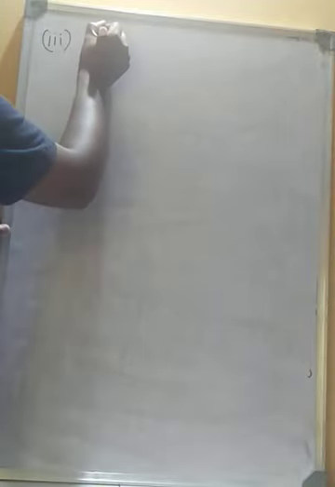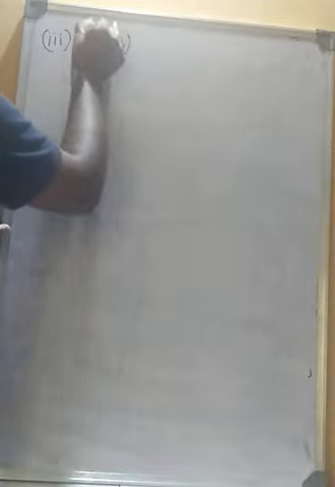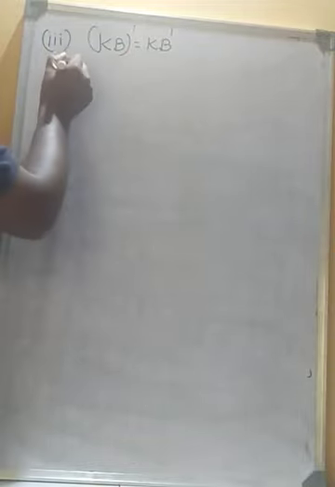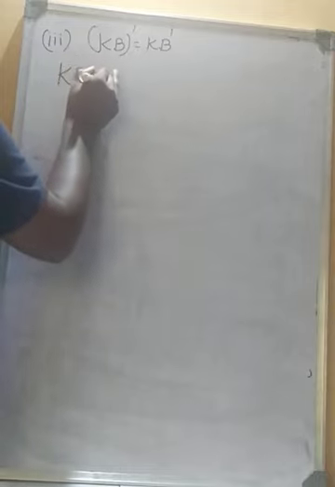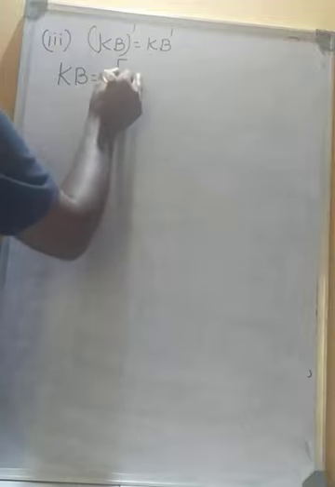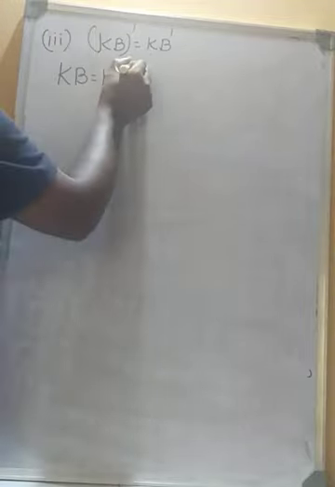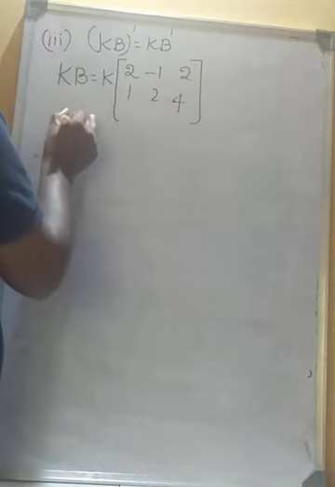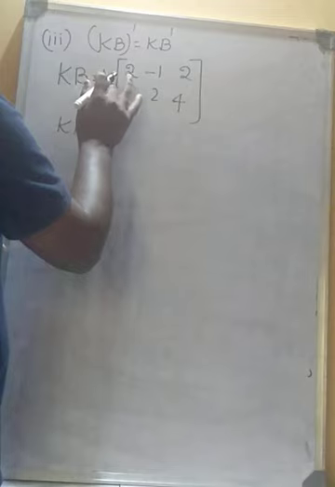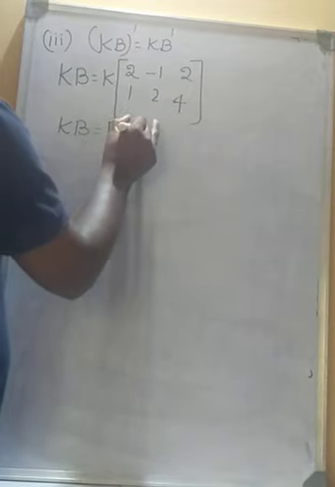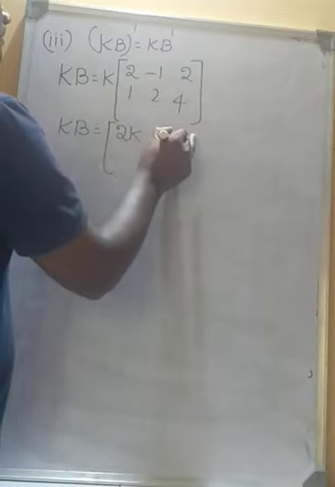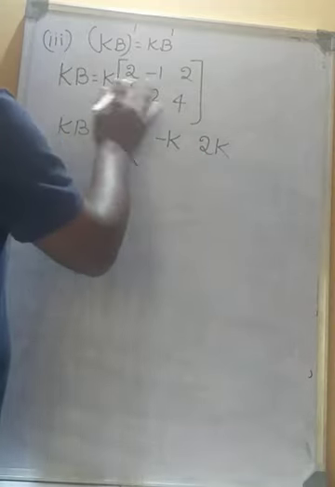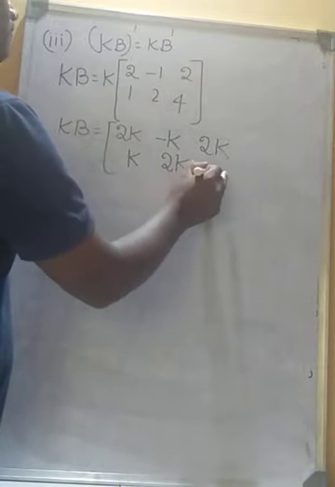So next, third one, KB whole dash is equal to KB dash. So first find KB, where K is a scalar. KB, K into matrix B elements, 2 minus 1 2 1 2 4. Therefore, KB is equal to multiplying by K: K into 2, 2K; minus 1 into K, minus K; 2 into K, 2K; again K into 1, K; K into 2, 2K; K into 4, 4K.